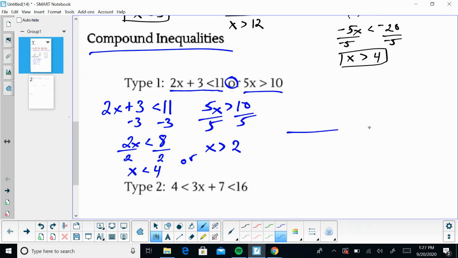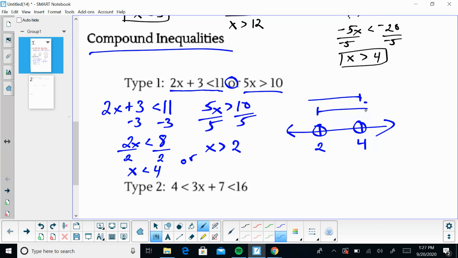If I wanted to graph this, here's my number line. 2 comes before 4. Are these going to be open or closed circles? These are open circles because they are not "or equal to." I want everything that is less than 4 for my first inequality, and for my second inequality, I want everything greater than 2.